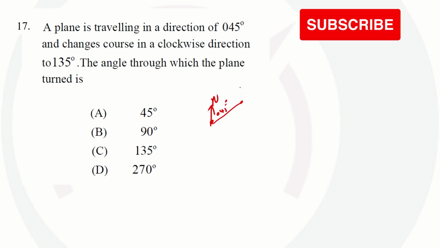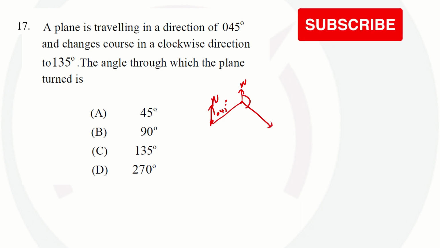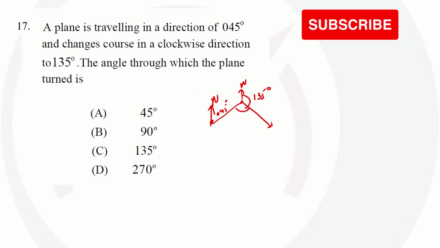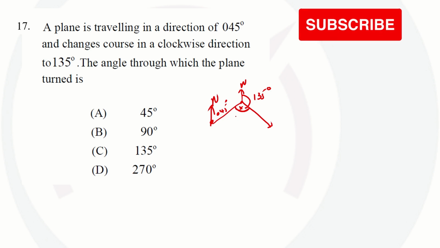Now it changes course, so we put our next north line and draw the 135 degree angle, which is 135. So the angle through which the plane turns is this angle right here. It can be done many ways. Some people can easily subtract, or you can find angles in a circle. There are a whole heap of ways.